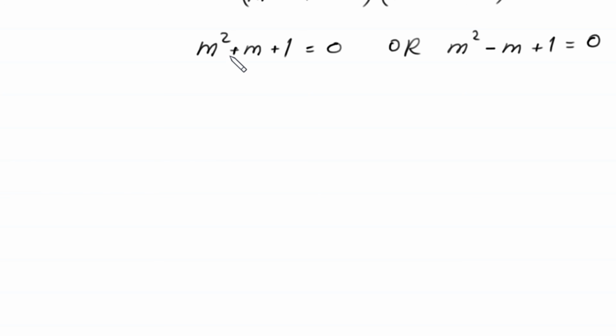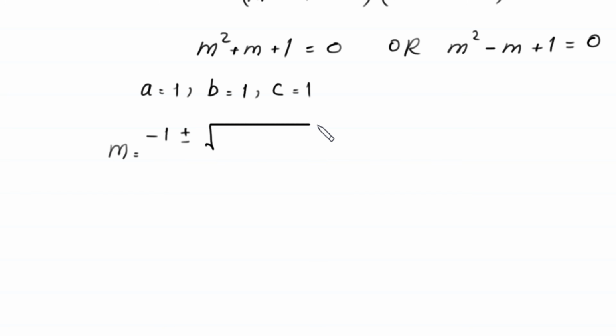Now this quadratic equation is not factorable, so we solve it by the quadratic formula. In this equation we have a equal to 1, b equal to 1, and c equal to 1. According to the quadratic formula, m is equal to negative 1 plus or minus the square root of, in place of b squared we write 1 squared, minus 4 times, in place of a we write 1, times, in place of c we write 1, divided by 2 times, in place of a we write 1.